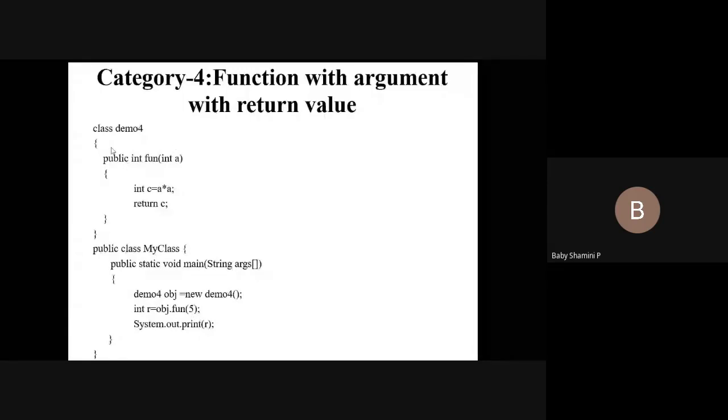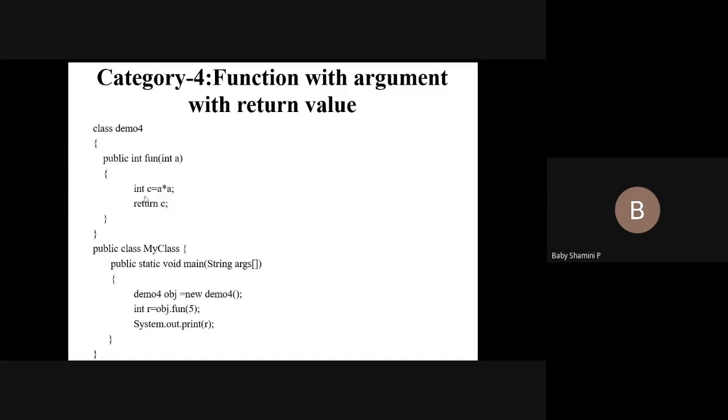The function definition is present inside the class. So public int fun(int a). I'm going to pass an integer value, so for that we are declaring the data type as integer. I'm using the return concept, so I'm using the data type here as integer. Return type as integer. This is a return type, whether it may be void or integer, or it may be any valid data type.